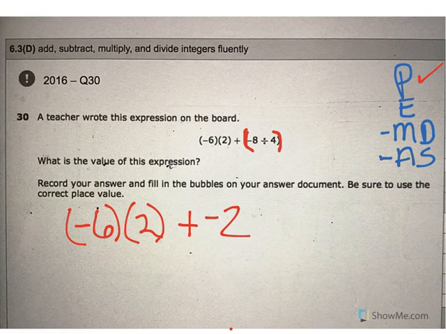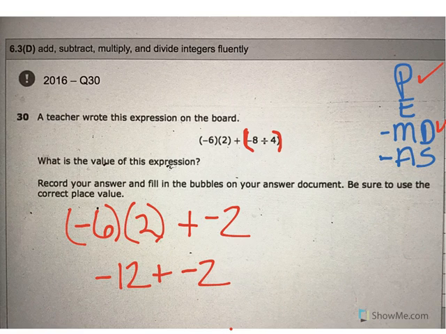And so what do I do next? Do I add or do I multiply? Obviously, I'm going to multiply because that's higher up. Then addition and subtraction. Negative 6 times 2. Well, I know 6 times 2 is 12, and I also know a negative times a positive is a negative. And then what am I left with? Negative 12 plus negative 2.